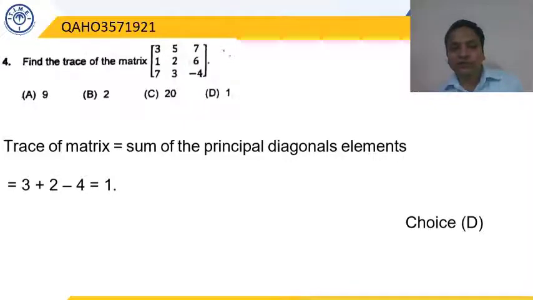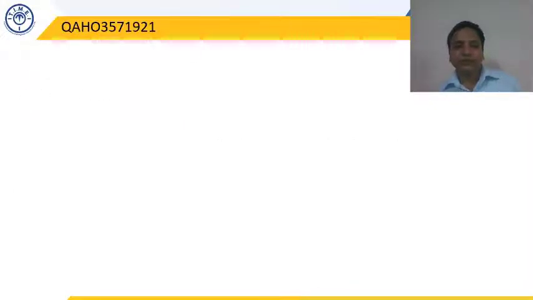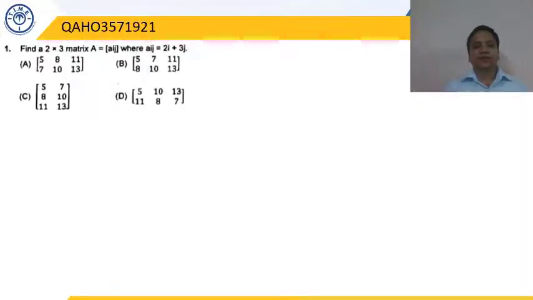Next, moving further to the next segment. Now we are using handout 1921 and question number is 1. It's a basic one. It says find a 2 by 3 matrix. Question says 2 by 3 matrix means number of rows are 2 and number of columns are 3. So option C cannot be our choice. It's a 3 by 2 matrix. So option C straight away goes out. Our choice has to be among A, B and D.